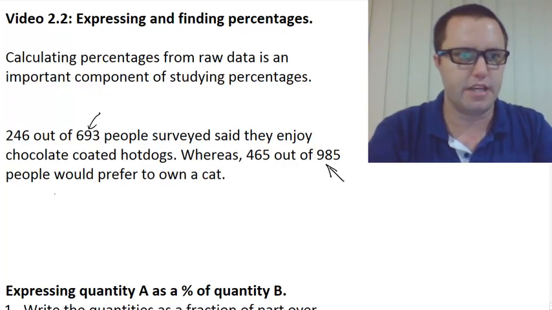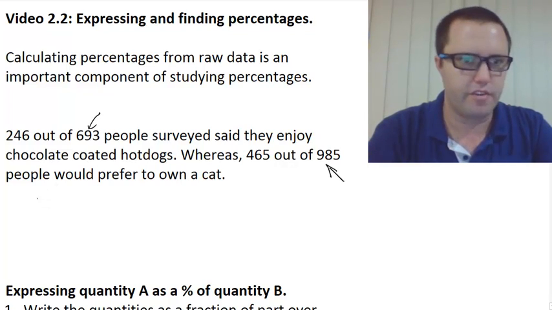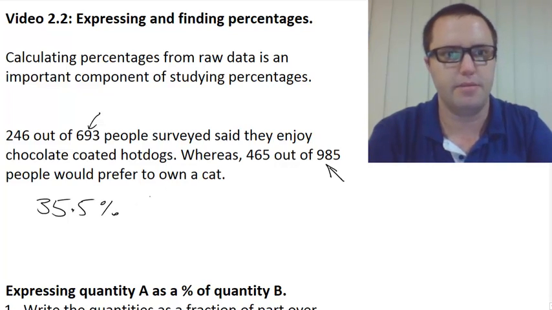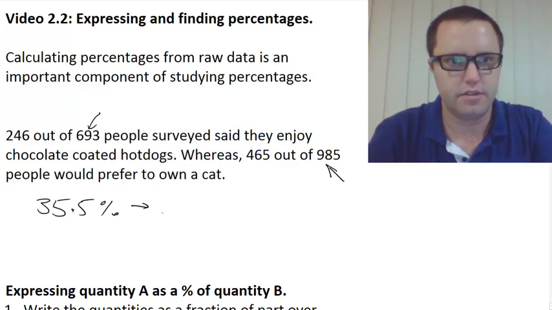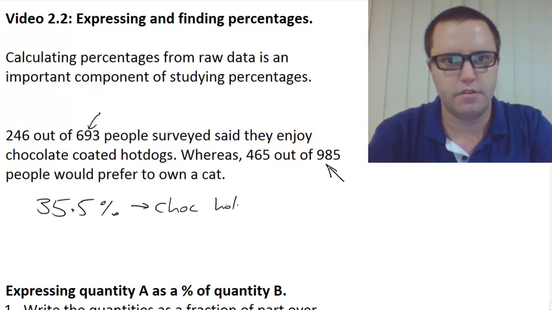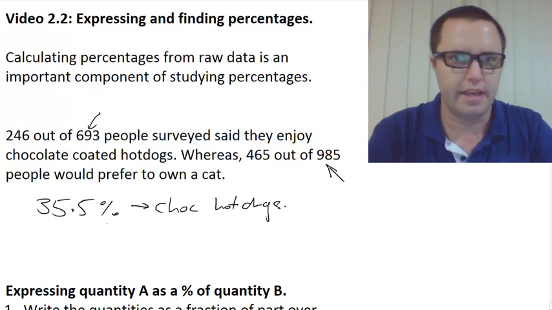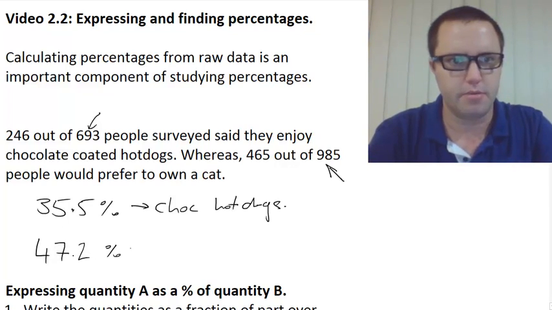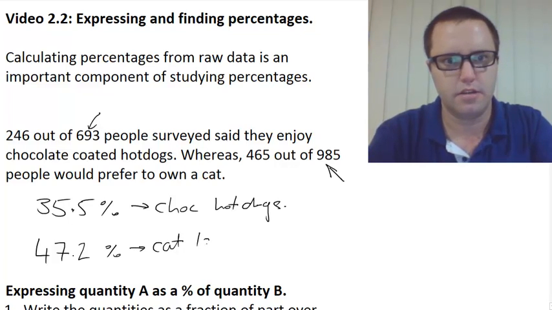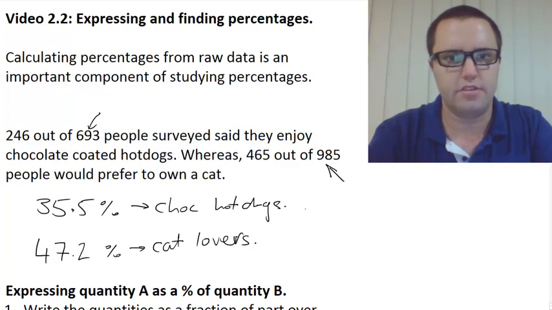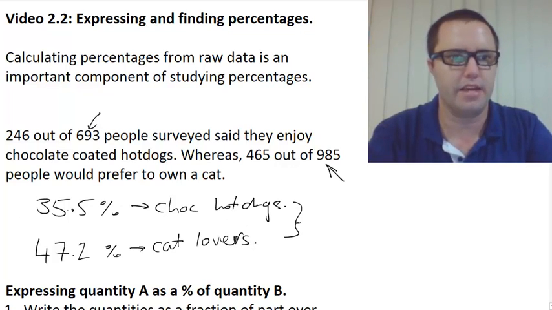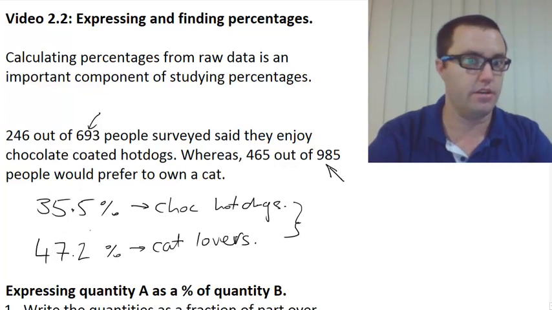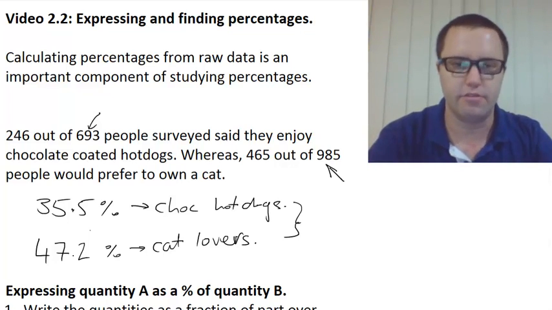However, if we were to say that 35.5 percent of people like the chocolate-coated hot dogs, and 47.2% of people were the cat lovers, even though these two things are totally unrelated, we can still compare them now because we're now just talking about sets out of 100. We've reduced from different numbers that can't correlate together to now just out of 100, which we can compare.